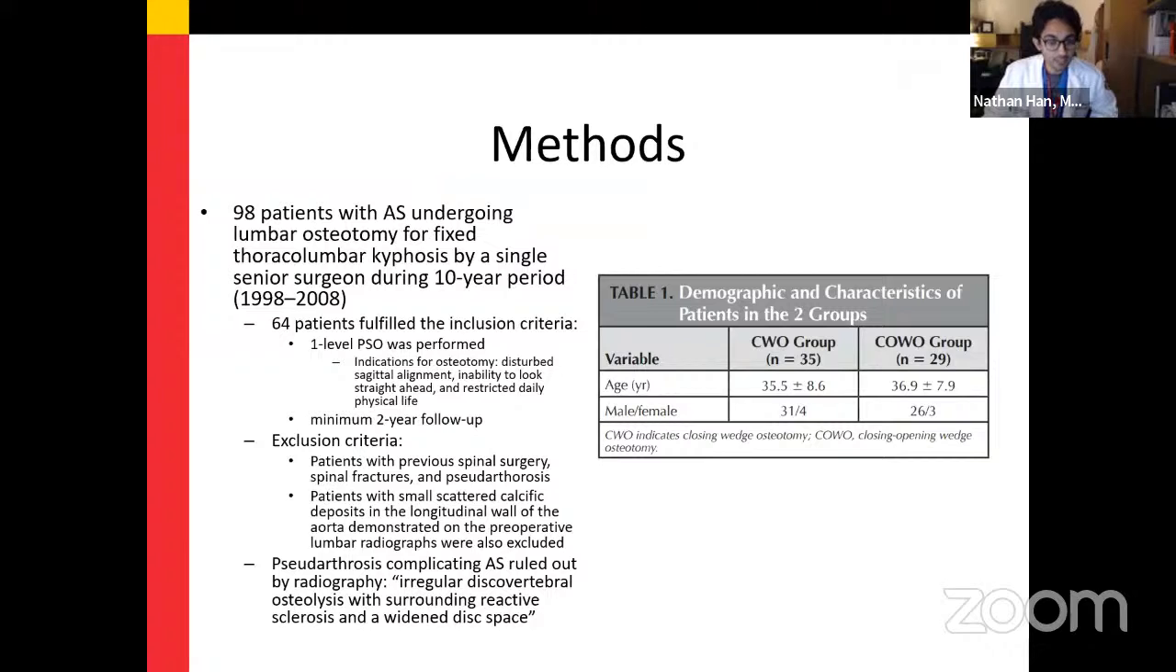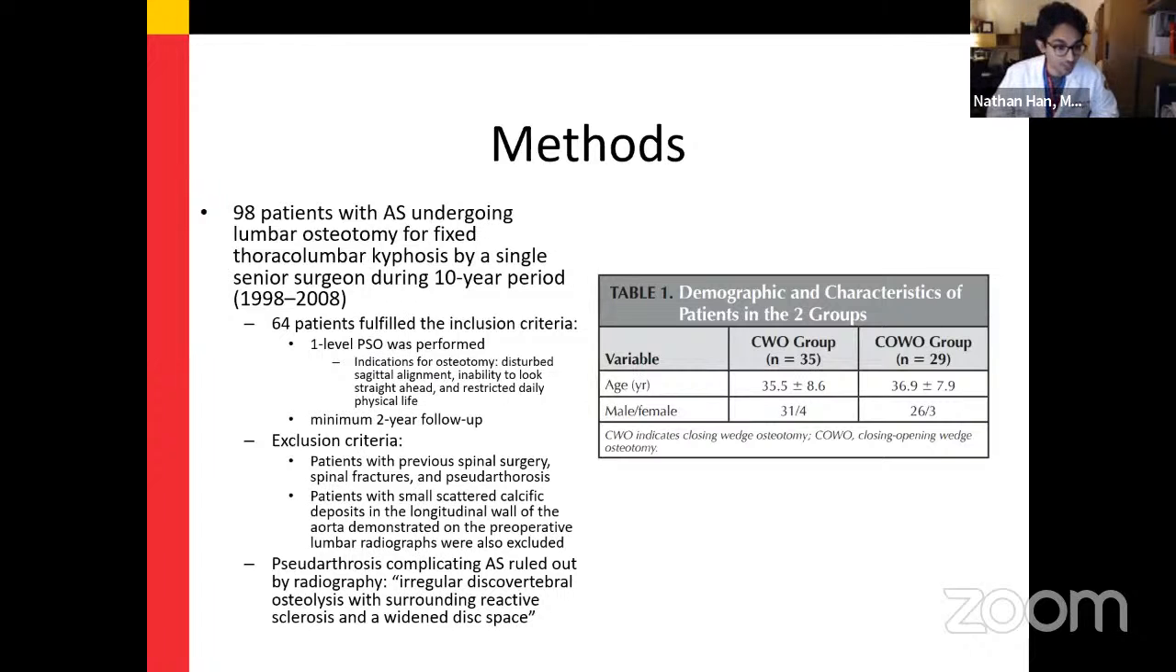The methods: initially, they had 98 patients that could have been candidates for the retrospective review. Surgeries were performed all by a single surgeon over a 10-year period. However, only 64 patients actually fulfilled the inclusion criteria. The criteria were, number one, only a single level PSO. Indications for the osteotomy were disturbed sagittal alignment, subjective inability to look straight ahead at the horizon, and any form of restriction to daily physical activity. And the second criterion was at least a 2-year follow-up.